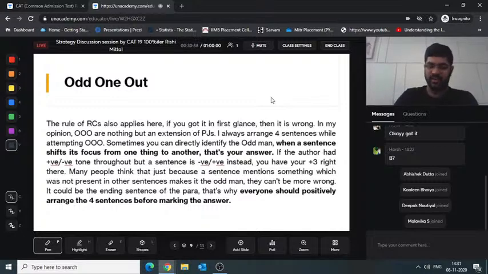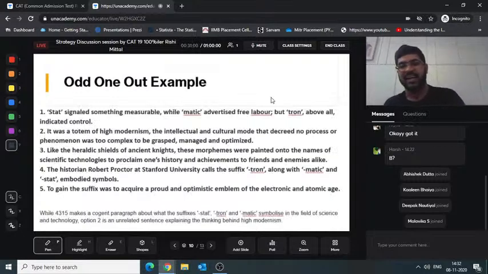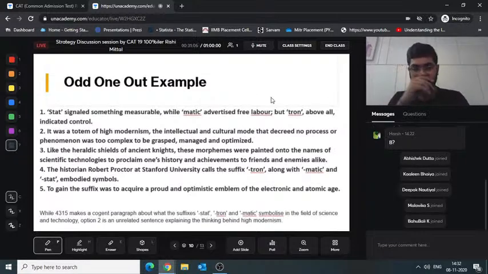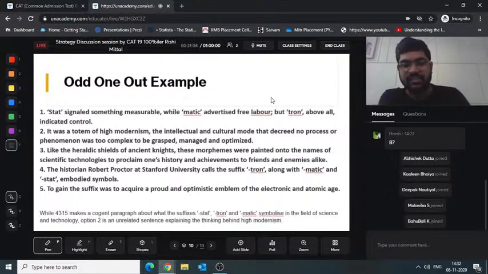No one? Fair enough. So let's move on to the example and see how to solve an odd one out question. In this, the first sentence says stat signaled something measurable, while matic advertised free labor, but tron above all indicated control. So I have three terms which are being defined. I don't know if these are in different languages or prefixes or suffixes, but three terms are being defined over here. Fair enough.